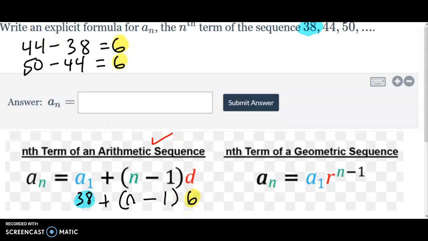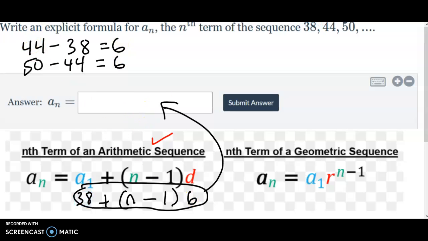Now the next thing I do is just go ahead and type it into the space here. And as soon as you put that in there, you've got your answer. All right, let's take a look at another example.